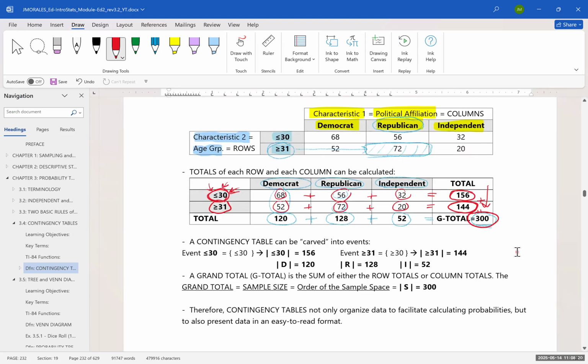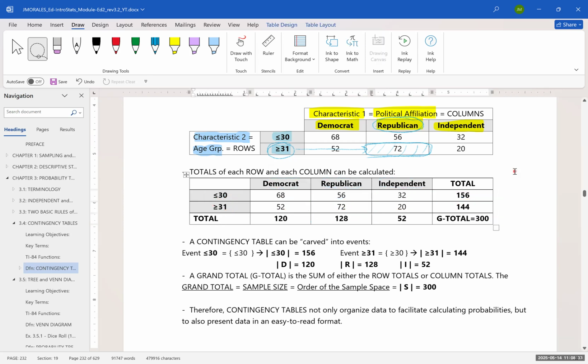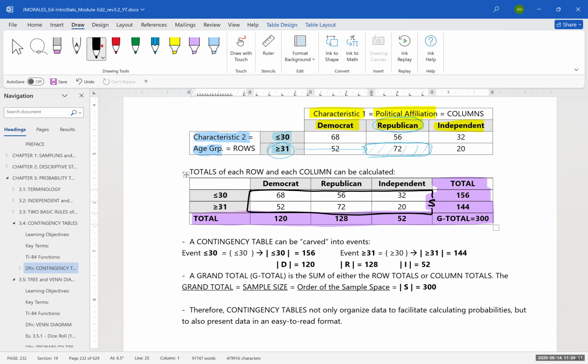Now, a contingency table can be carved into events. What do I mean by that? Let me go ahead and delete all that text. What's nice about a contingency table is it starts to look like a Venn diagram. If we look at just the contents on the inside of the table, excluding these totals on the outside, we could think of that as our sample space. Our sample space is going to be all possible outcomes. And inside this sample space, we can identify events.